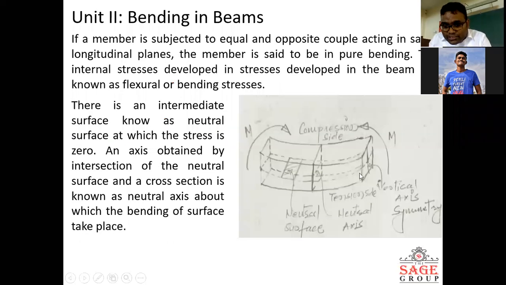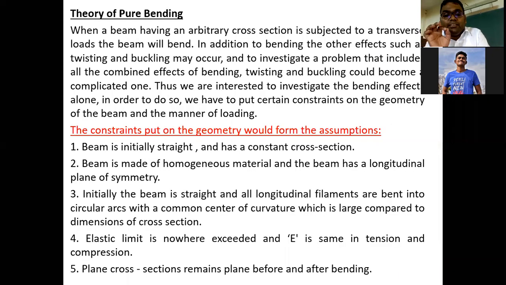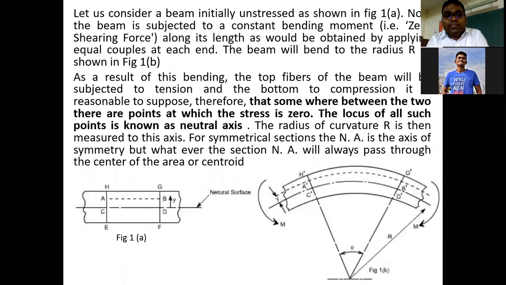So this is a cross section of the beam. Before bending and after bending, this must remain the same. This is an assumption taken before deriving the bending equation. So let us take an element with the help of which we are going to derive the equation of bending. This is what is written here.